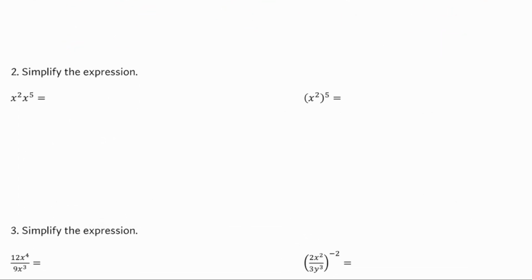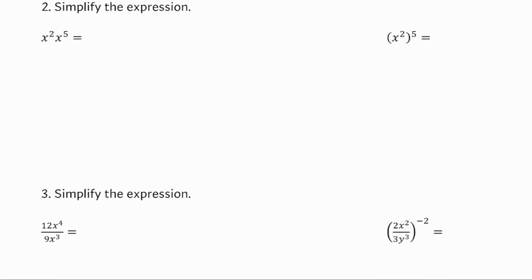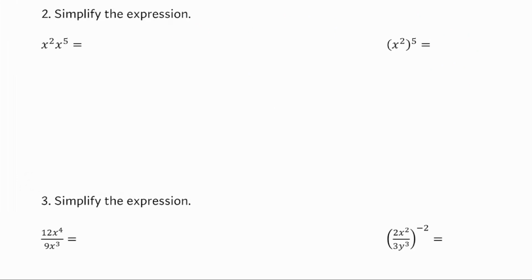The next two are getting at the product of powers and power of powers. So we're just going to simplify these expressions. Okay, so I think the thing we would need to remember for this one is that x to the a times x to the b is going to equal x to the a plus b. So this is going to be x to the 2 plus 5, which is going to be x to the 7.